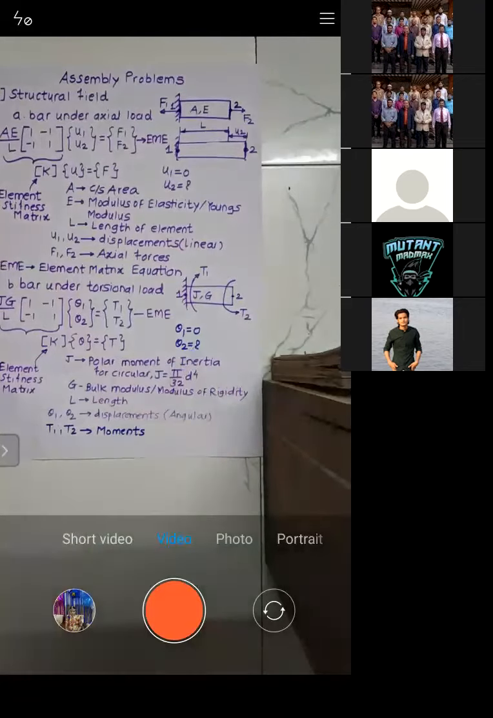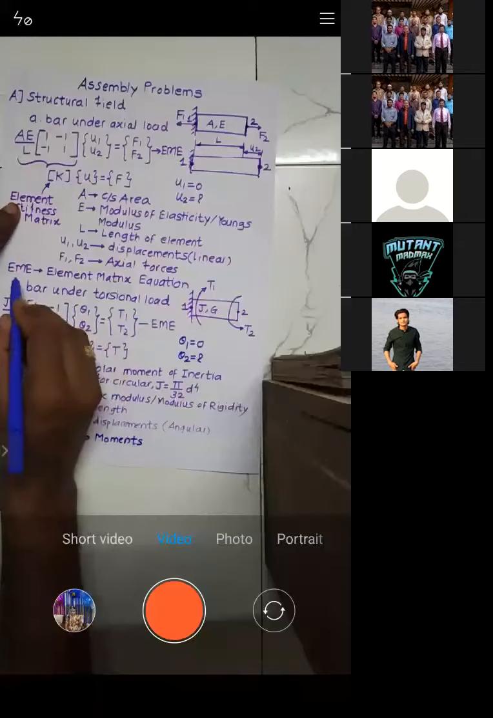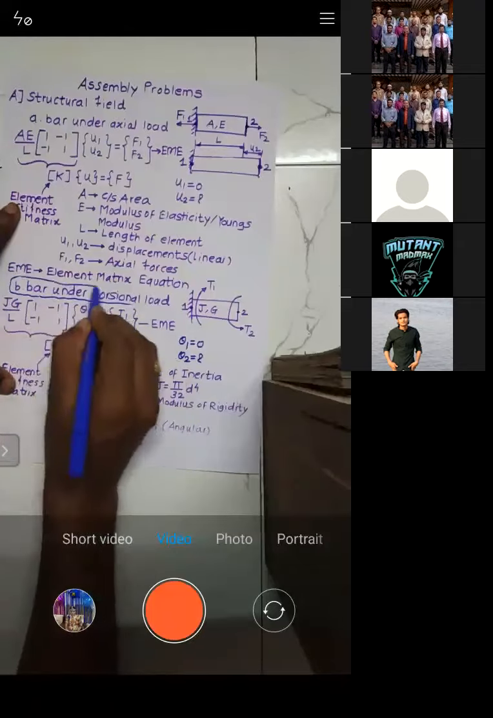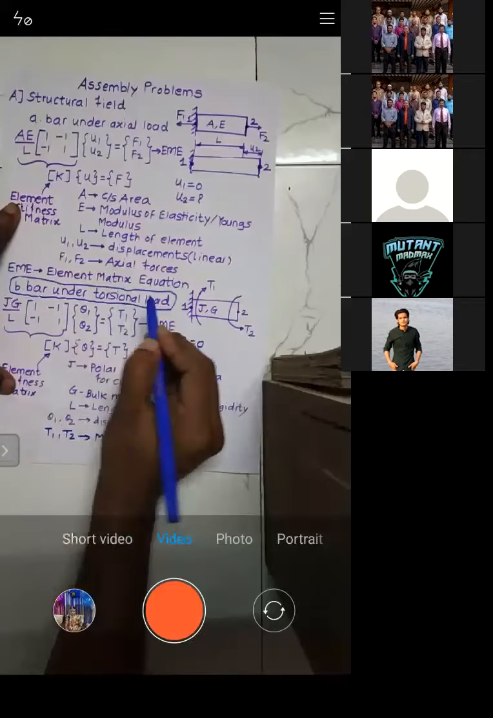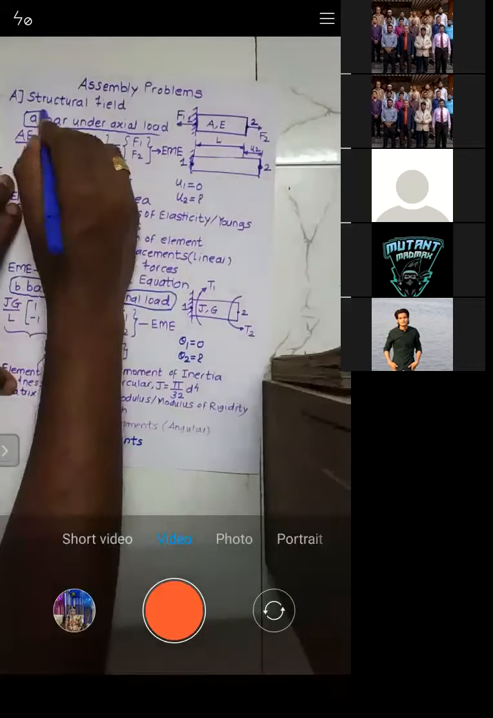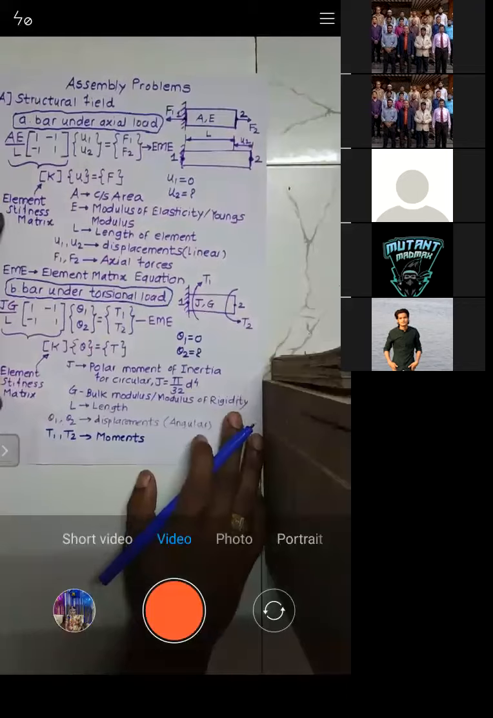So see, this is for the second case, right? What was the second case? Bar under torsional load. The second case was bar under torsional load. Our first case was bar under axial load. This was the first case. This was a bar under axial load, right?